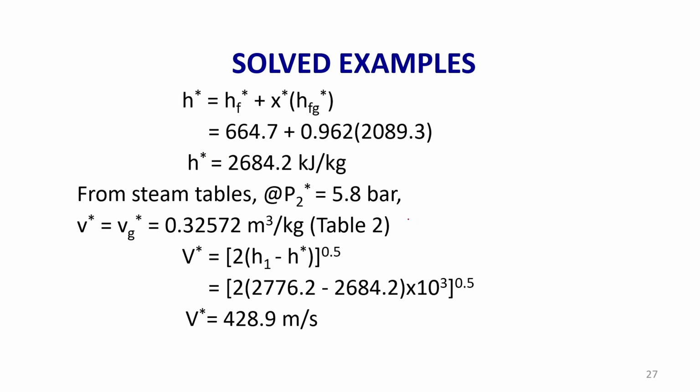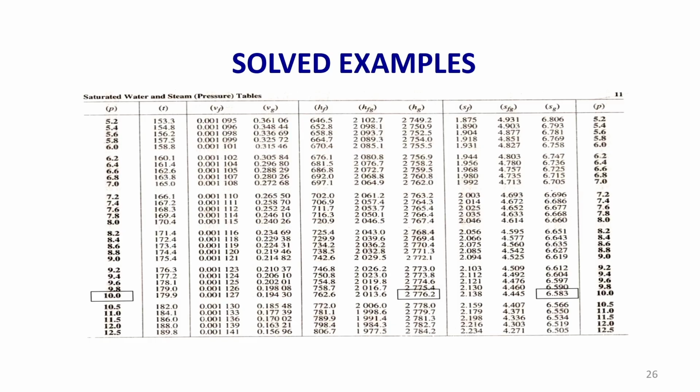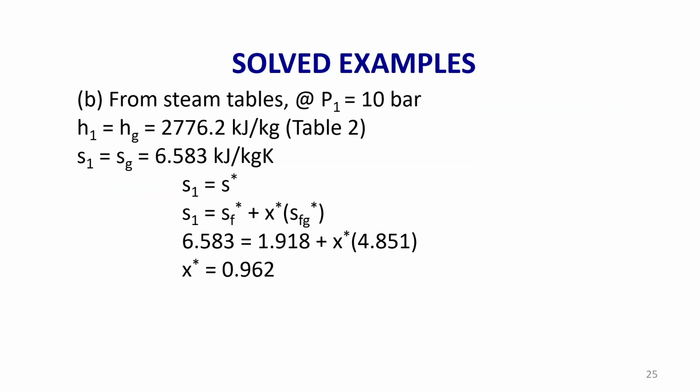The second part of the question is the area at the throat. Normally the throat conditions, pressure at the throat and area at the throat, are all represented by star, because there we get the maximum, the critical values. So it is represented as A star or P star.